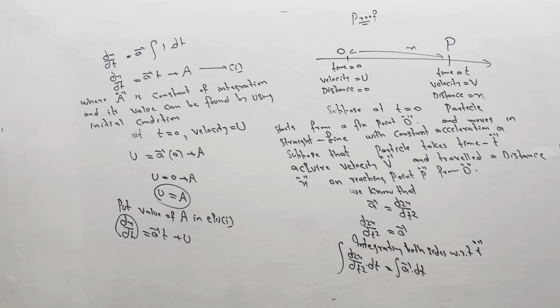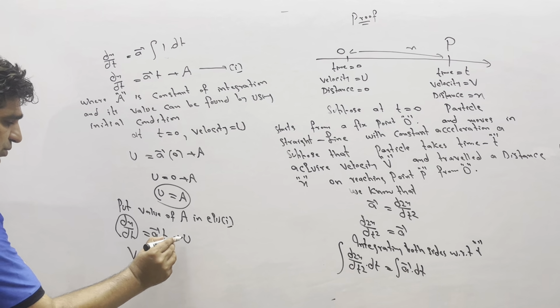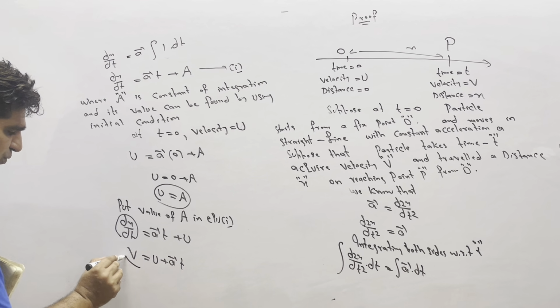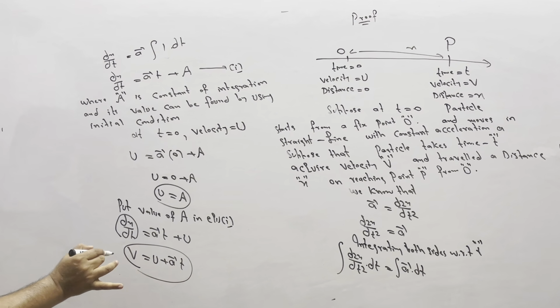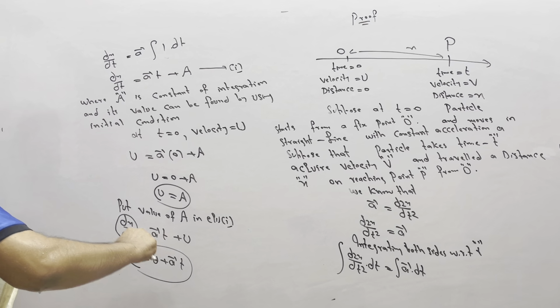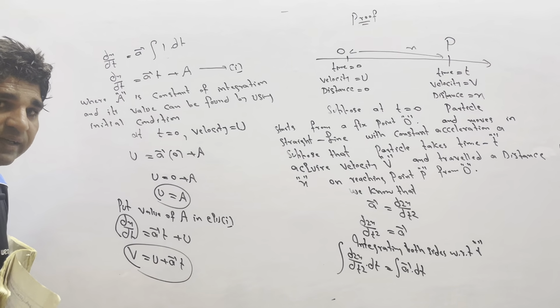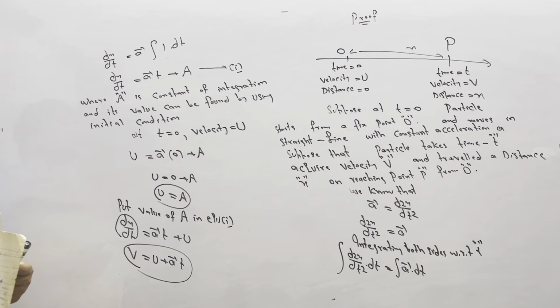This is v, which means velocity. I can write v equal to u plus at. So I got a proof of the first equation of motion. Keep in mind this is called the first equation of motion. Now I have to move towards the second equation of motion, then I will move towards the third equation of motion.